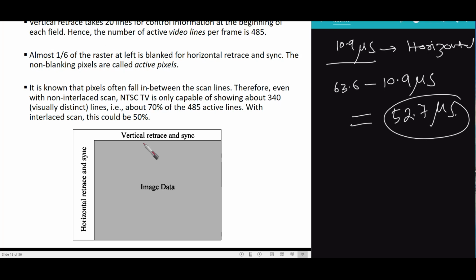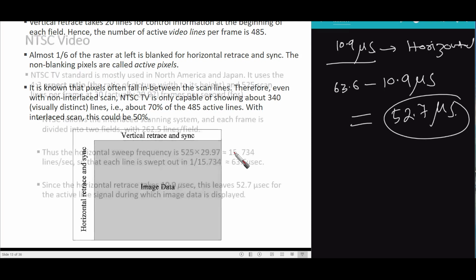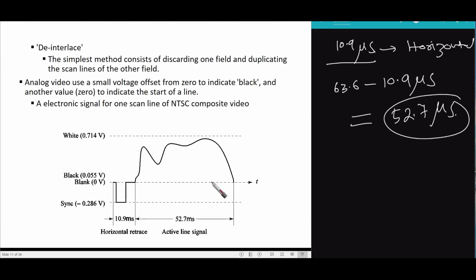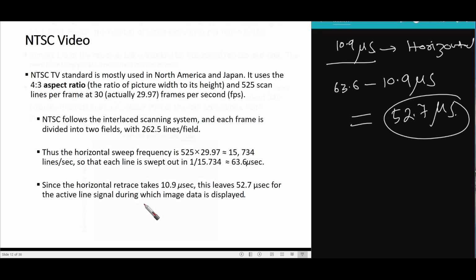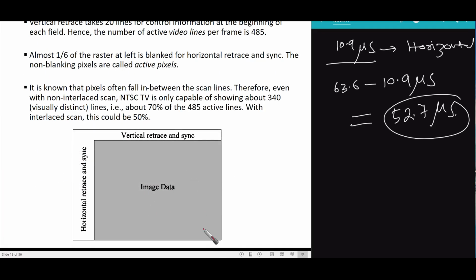When we do the vertical retracing, we first need to understand horizontal retracing. After one line is scanned, we go back to the next line, and for that we need a horizontal retrace, right? The horizontal retrace takes some time. But when we finish one frame or one field, then we need to go back to the beginning of a frame or a field, right? That we call vertical retrace.